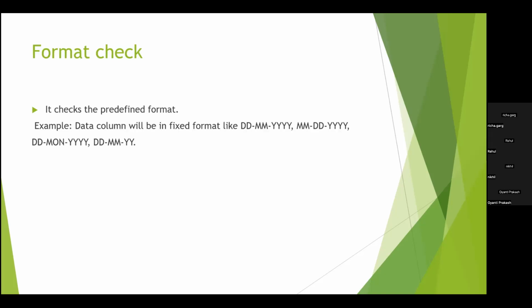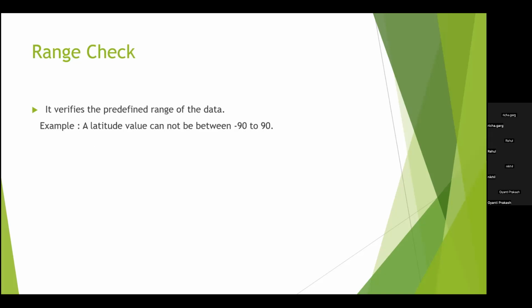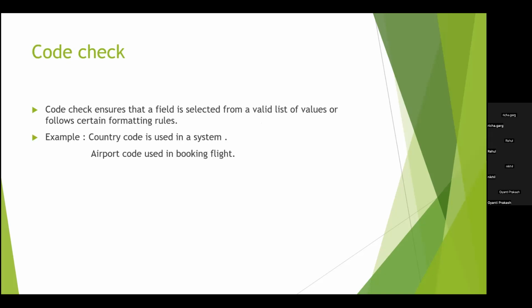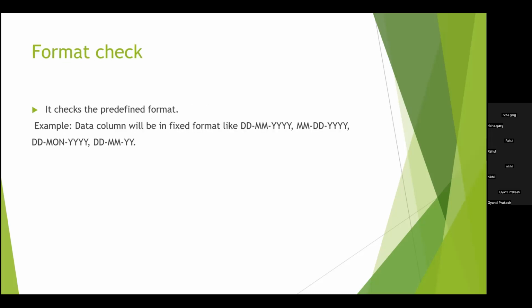Richa, can you please go back to the previous slide? I think in Range you have written a latitude value cannot be between -90 to +90. Oh, sorry. Okay, yeah, it's a typo mistake. Okay, fine. It can only be between -90 to +90. Fine. Yes, okay. So next, okay, this is the previous one.